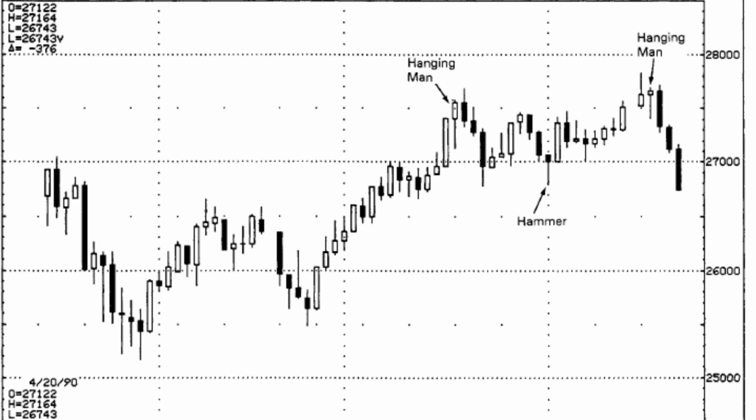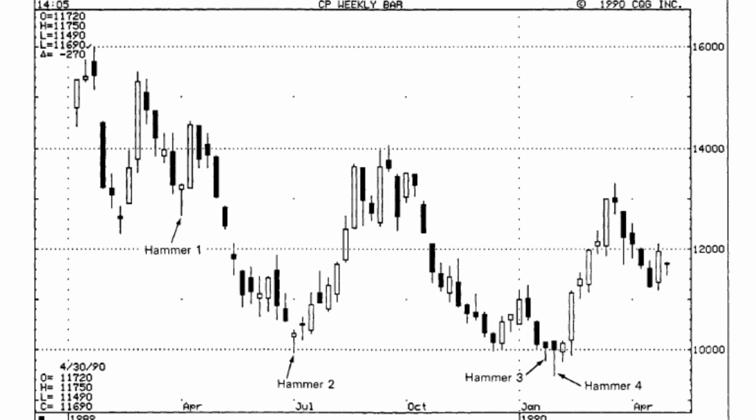The longer the lower shadow, the more perfect the pattern. Here you can see a series of bullish hammers numbered 1 to 4. Hammer 2 is considered a hammer in spite of its minute upper shadow. The interesting feature of this chart is the buy signal given early in 1990.